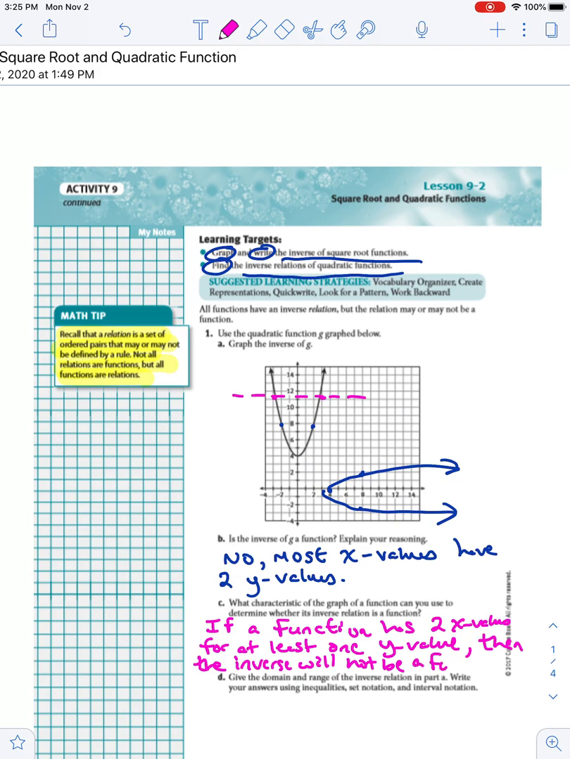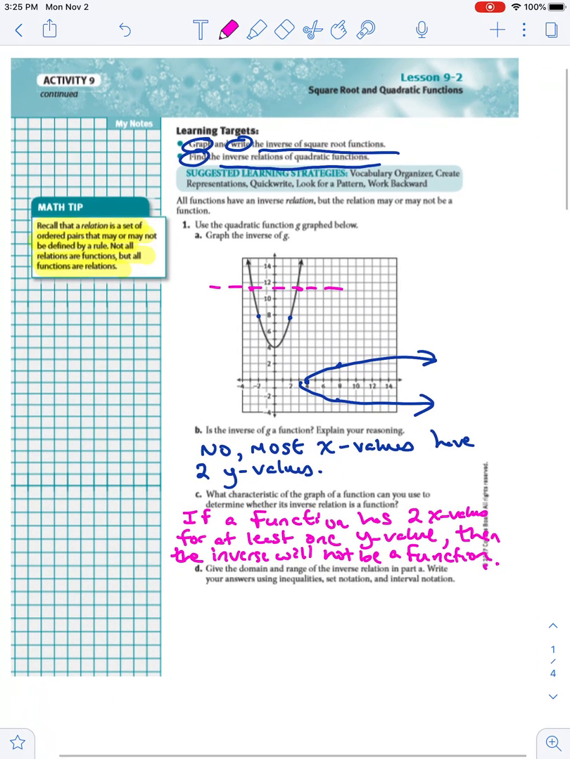So you learned about the vertical line test before. We can use the horizontal line test now to help us determine if an inverse is going to be a function without even graphing it.